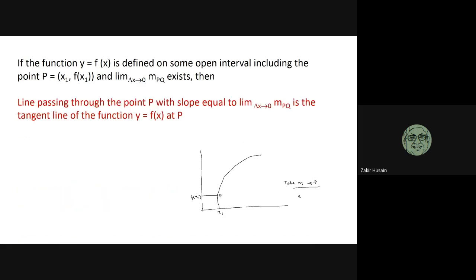So if we have a function y equal to f(x), defined on some open interval including a particular point P, which is x1 over here, and the limit as del x tends to 0 of m_PQ, where Q is another point from where we draw the secant, also exists, then the line which passes through the point P and has a slope equal to that limit, or m star in the previous slide, is the tangent line of the function at P.